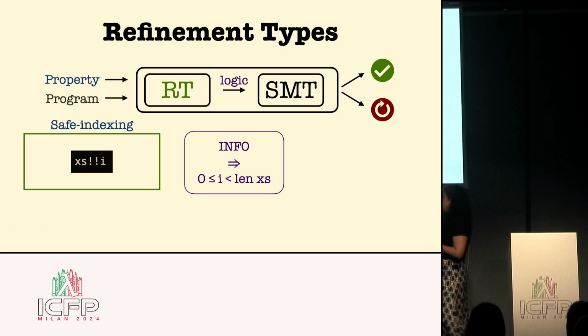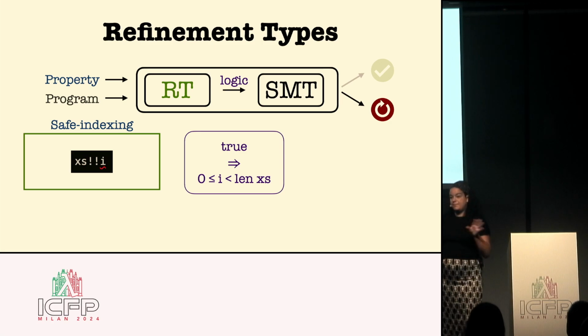So in our example, the property was safe indexing. So the inductive set of rules of refinement types are going to generate a logical condition that says from whatever information you have in the context of safe indexing, try to decide that I is a good index for the list. So what we saw is that at the beginning, we had zero information. The context in which I was calling indexing was true.